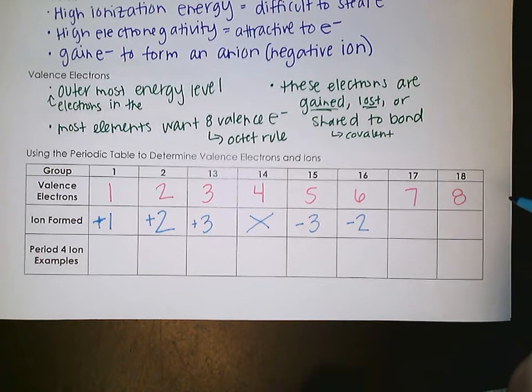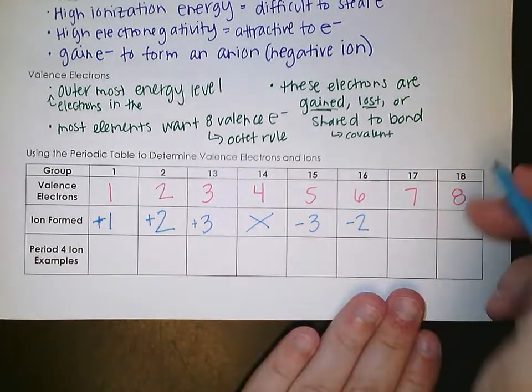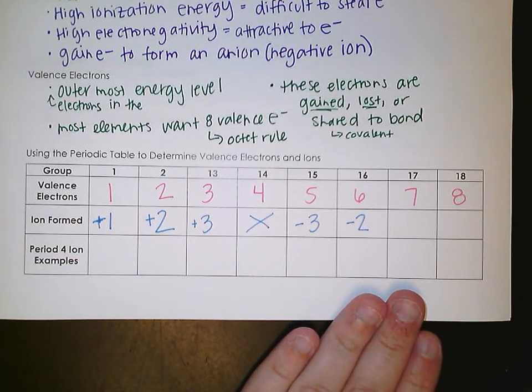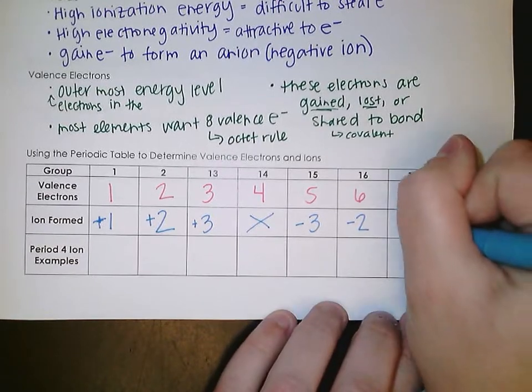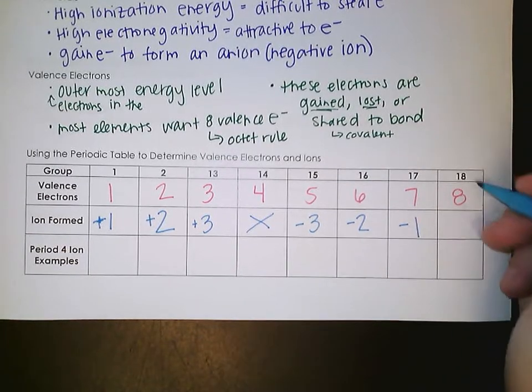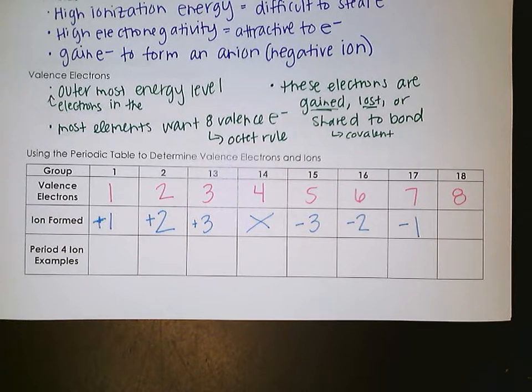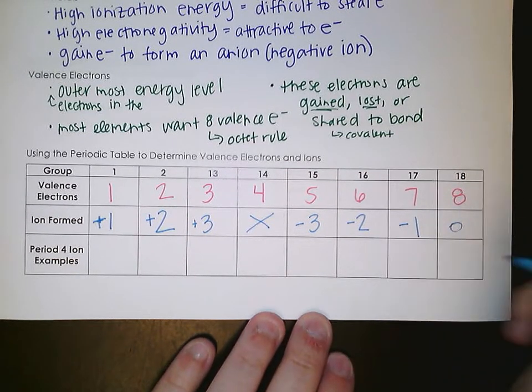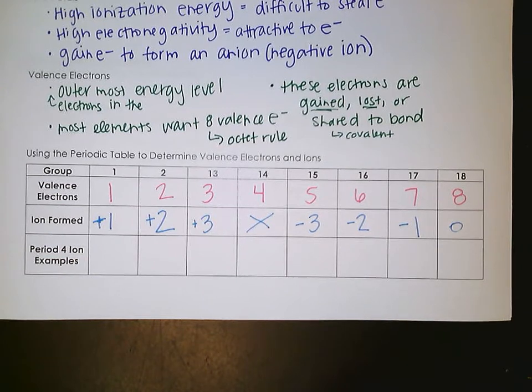Now let's get to group 17 here. Kick out 7 or find 1 more. Well, sometimes easy. Let's just find 1 more. Perfect. Now group 18, it wants 8, so it doesn't really form an ion. Okay, or doesn't have a quote-unquote standard ion formation there.